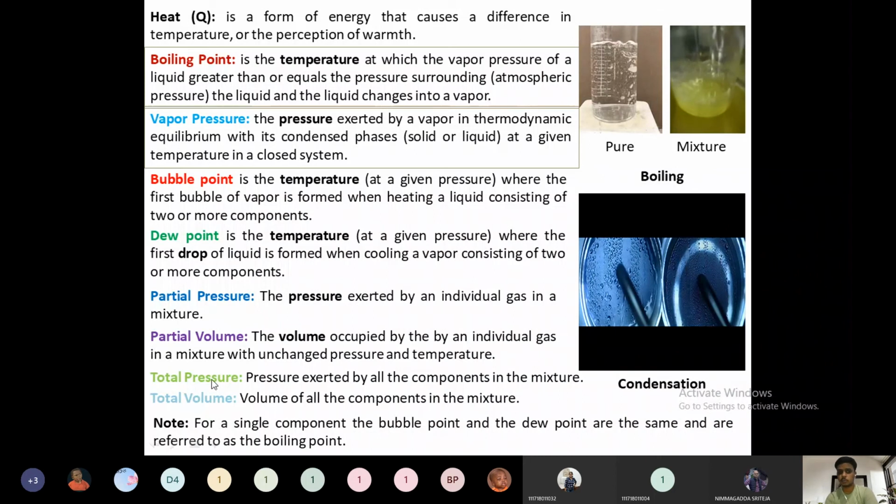Then next one is the total pressure. What is the total pressure? Here, the pressure exerted by the vapors on the surface of the liquid is called the vapor pressure. That is the same as the total pressure of this system. But in the mixture form, the sum of the partial pressures exerted by the vapors of this mixture is called the total pressure.